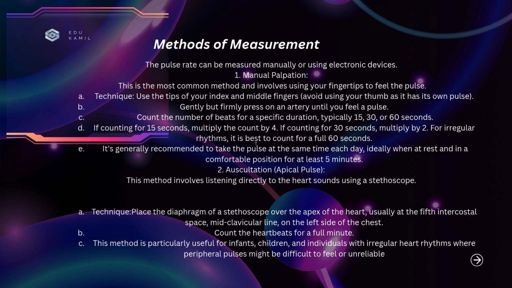2. Auscultation, apical pulse. This method involves listening directly to the heart sounds using a stethoscope. A. Technique. Place the diaphragm of a stethoscope over the apex of the heart, usually at the fifth intercostal space, mid-clavicular line, on the left side of the chest. B. Count the heartbeats for a full minute. C. This method is particularly useful for infants, children, and individuals with irregular heart rhythms where peripheral pulses might be difficult to feel or unreliable.